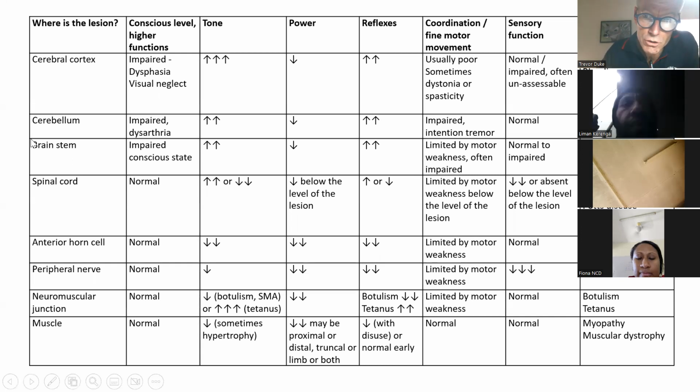And it's possible, by going through each of these as you do the neurological examination, that you can work out what type of diagnosis is likely. And we'll go through some examples.